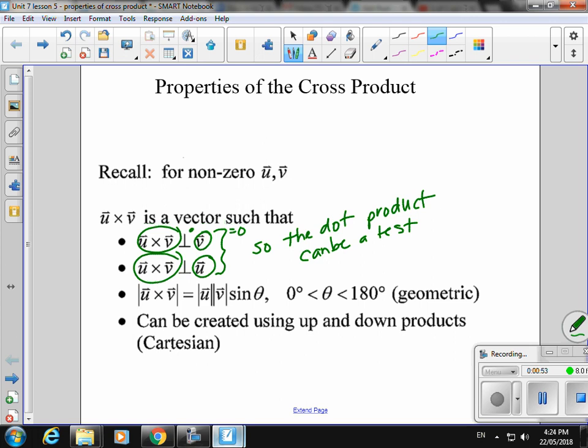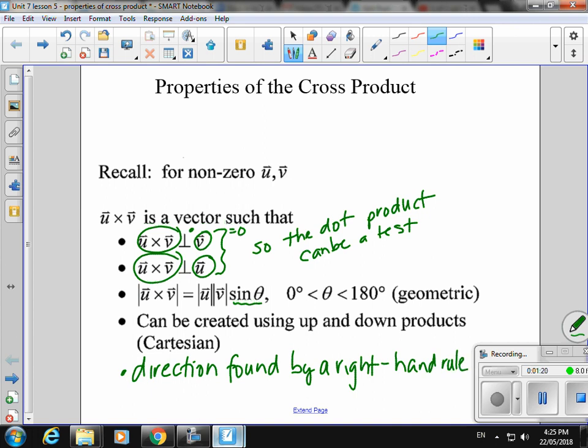It has a magnitude. The magnitude of the cross product is the magnitude of U times the magnitude of V times the sine of the angle between them. And the direction is found from a right-hand rule. We had the formula yesterday, which we'll put back up for you, and we will also use the dot products.